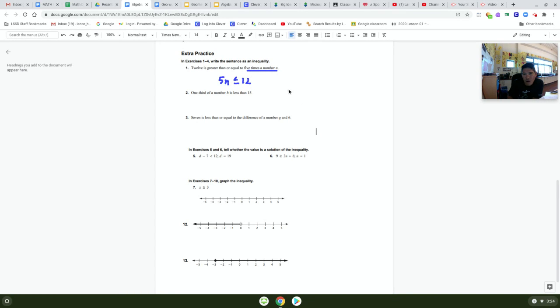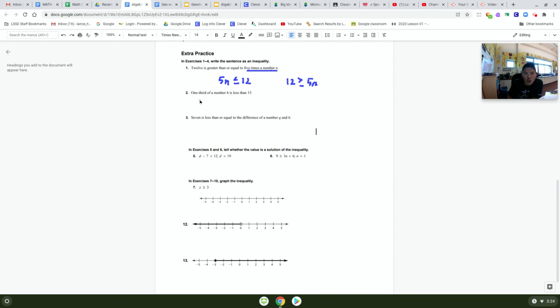Some of you might start off and write it like this: 12 is greater than or equal to 5 times the number n. That's actually the exact same inequality as this. For me, at least, it just looks a little bit neater and makes more sense if the variable is on the left, especially once we start solving them and then graphing them. It's going to be easier for a lot of people to put the variable on the left.